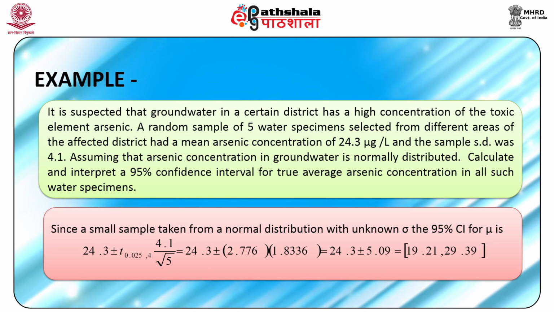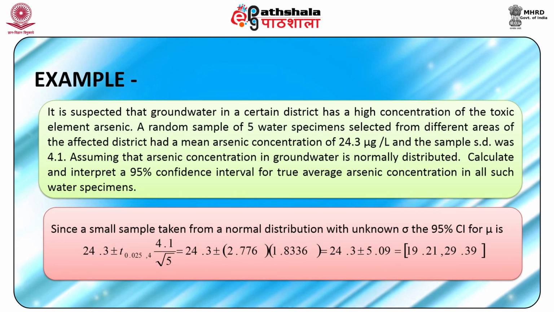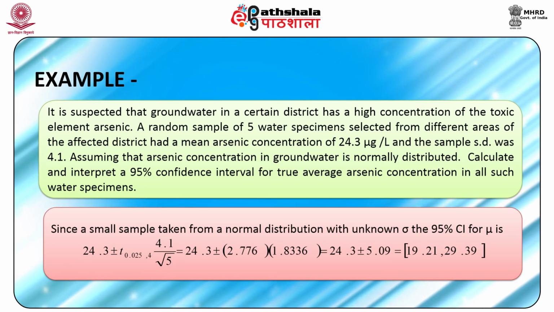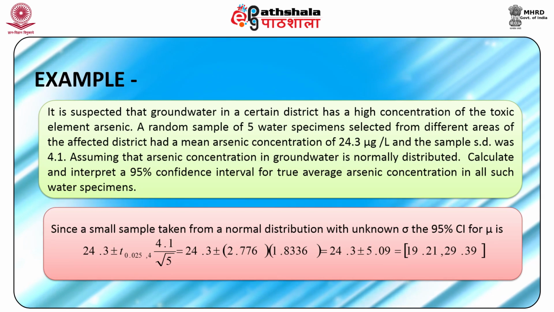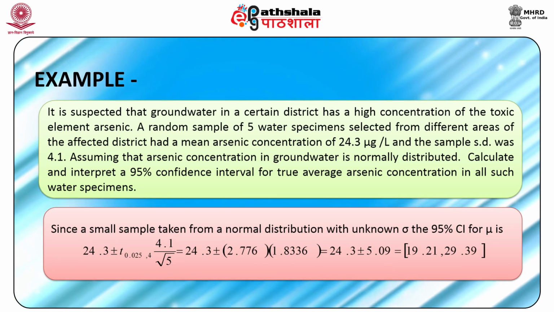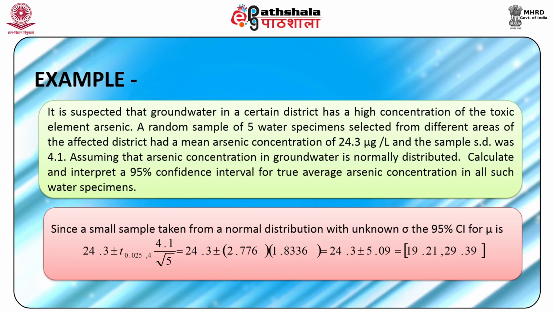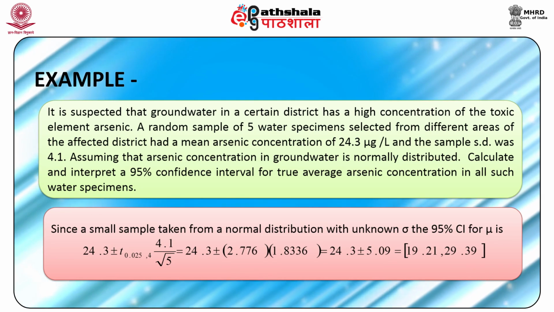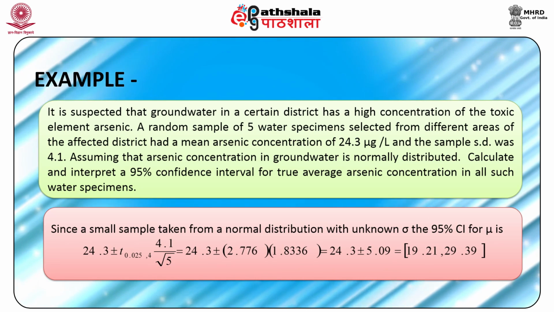How do we explain this? If a very large number of random samples, each containing 5 water specimens, were to be collected from the entire district, then 95% of the samples will generate intervals that will contain the true mean, whereas 5% of the samples will not. Now, one of the possible intervals is 19.21 to 29.39.